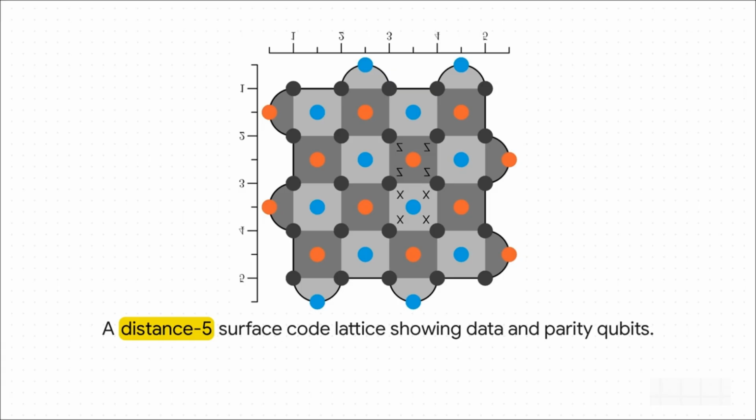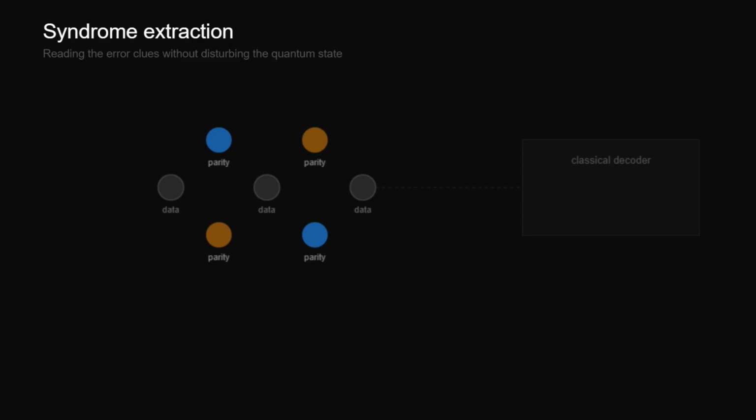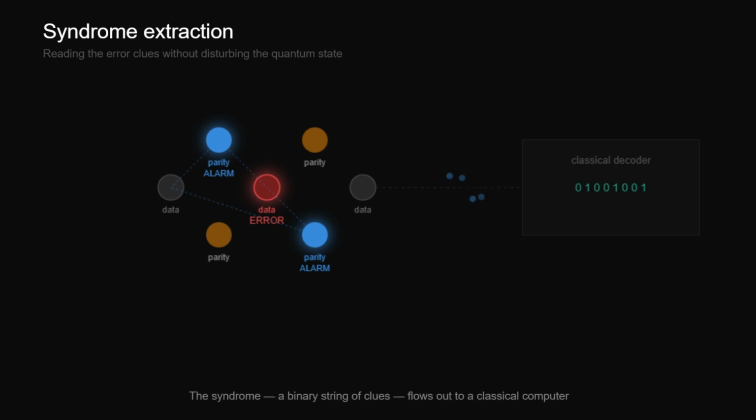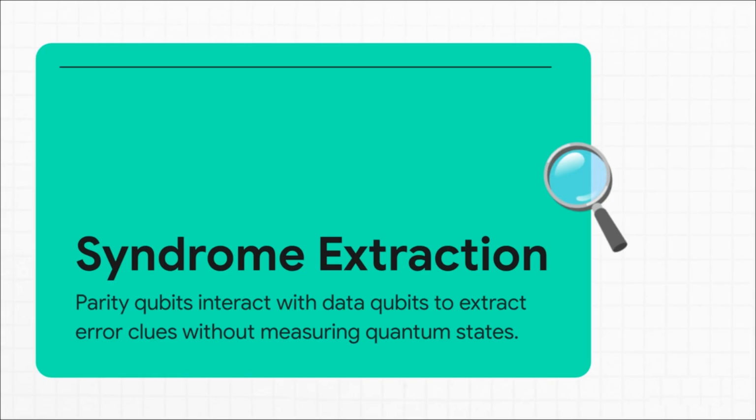So the way these alarms actually work is through something called syndrome extraction. Think of a syndrome like a set of clues left behind by a crime scene. By performing these super carefully choreographed quantum gate operations, the parity qubits act like little detectives. They investigate the neighborhood around the data qubits. They're extracting info about the parity, basically checking if the number of ones in that little local area is even or odd. But here's the kicker. They do this without even measuring the actual 1 or 0 value of the data qubits themselves. We get all the clues we need to fix the errors, but that super fragile quantum state stays completely undisturbed.